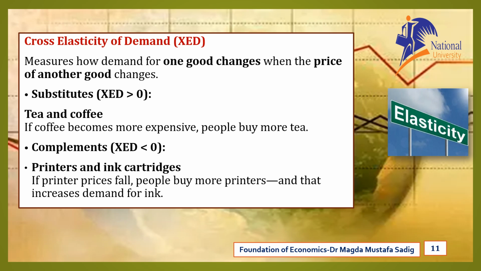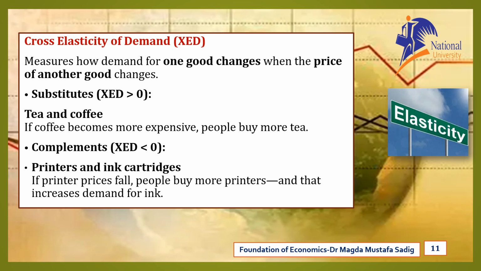While for the complements, cross-elasticity of demand is less than 0. And the complements are the goods used together. When the price of one decreases, demand for the other or for both increases. Example, printers and ink cartridges. If printer prices fall, more printers are purchased, increasing demand for ink cartridges.